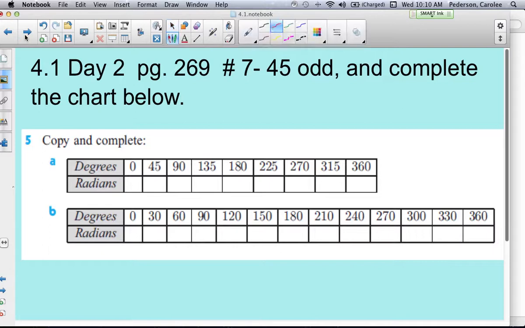on your own. So let's talk about 0 degrees. What's the measure in radians? 0. 45, we talked about that a lot today. 45 degrees is also pi over 4. We talked about 90 degrees a lot. Pi over 2. I'm going to let you finish those.